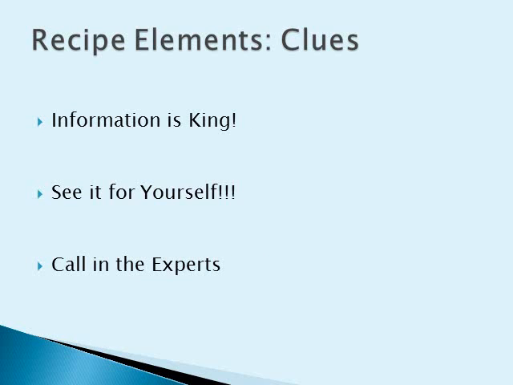Now let's look to the clues of our mystery. The important thing to remember here is that information is king. What information do we have? Well, we've got the recipe with its ingredients and its directions. Is there any information that we don't already have? We would have to scan the recipe to see if any part of it doesn't make sense.